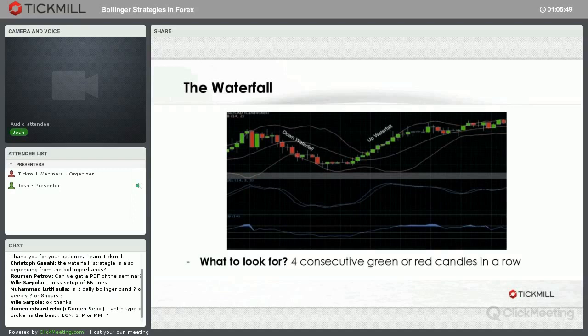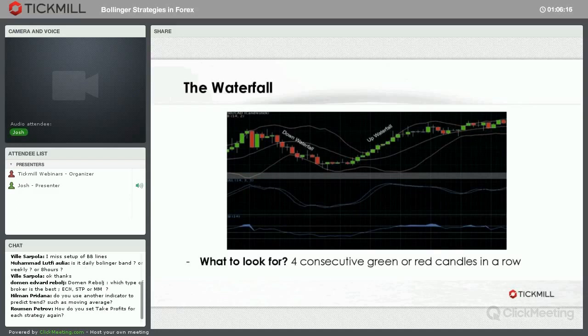I see a question from Doan Edward. Which type of broker is the best, ECN, STP, or MM? Doman, when you're starting off, ECN is fine. It purely depends. With respect to how this works in Tickmill, I would suggest this question is probably best answered with your account manager, who will give you the benefits and the drawbacks of each type.